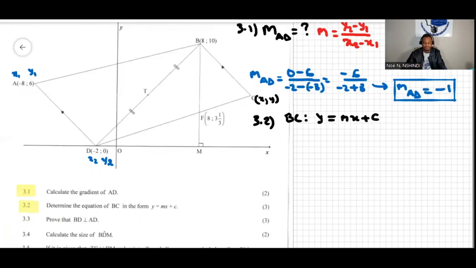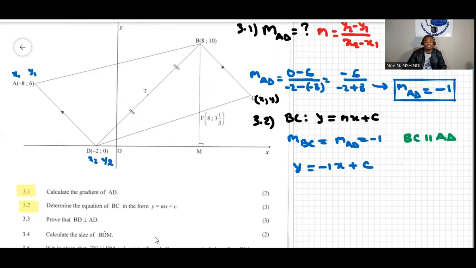I'm going to say here, the gradient of the line BC is the same as the gradient of the line AD, because they're all equal to -1, just because BC is parallel to AD. So that is given. Meaning the line BC will be expressed in the form -1x plus c, because the gradient must be -1.